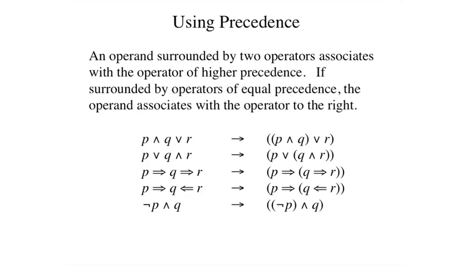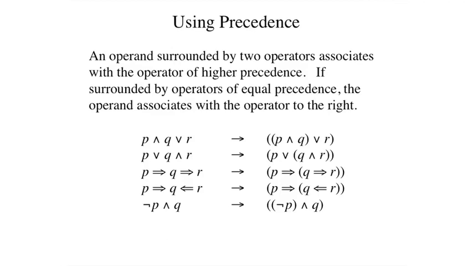In unparenthesized sentences, it's often the case that an expression is flanked by operators, one on either side. In interpreting such sentences, the question is whether the expression associates with the operator to its left or to its right. We can use precedence to make this determination. In particular, we agree that an operand in such a situation always associates with the operator of higher precedence. When an operand is surrounded by operators of equal precedence, the operand associates to the right by convention. The examples here show how these rules work in various cases.